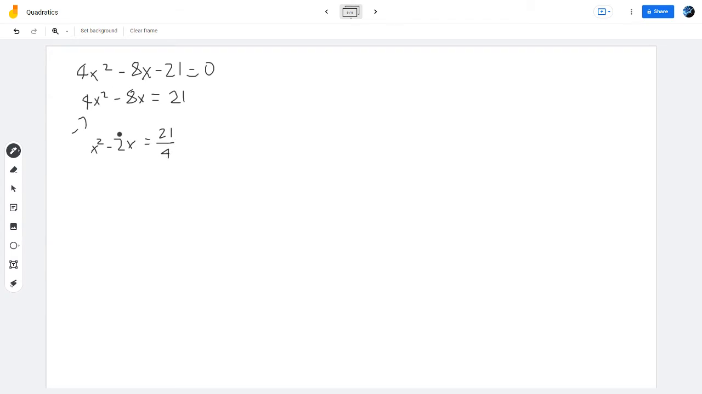We see that b is equal to negative 2. So b over 2 will equal negative 1. So we're going to add negative 1 squared on both sides, which of course is just equal to 1 over 2 squared as well. But just for consistency, we're going to add this, right?